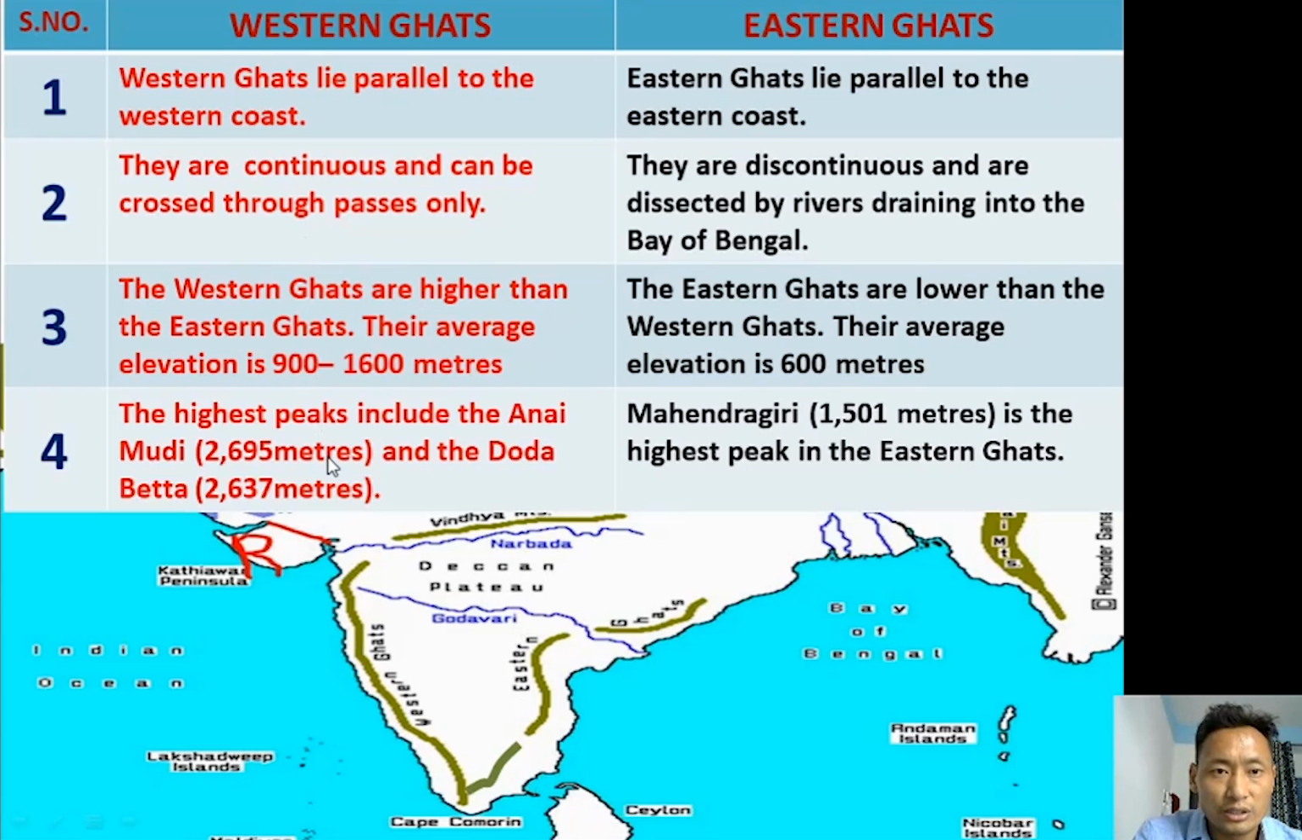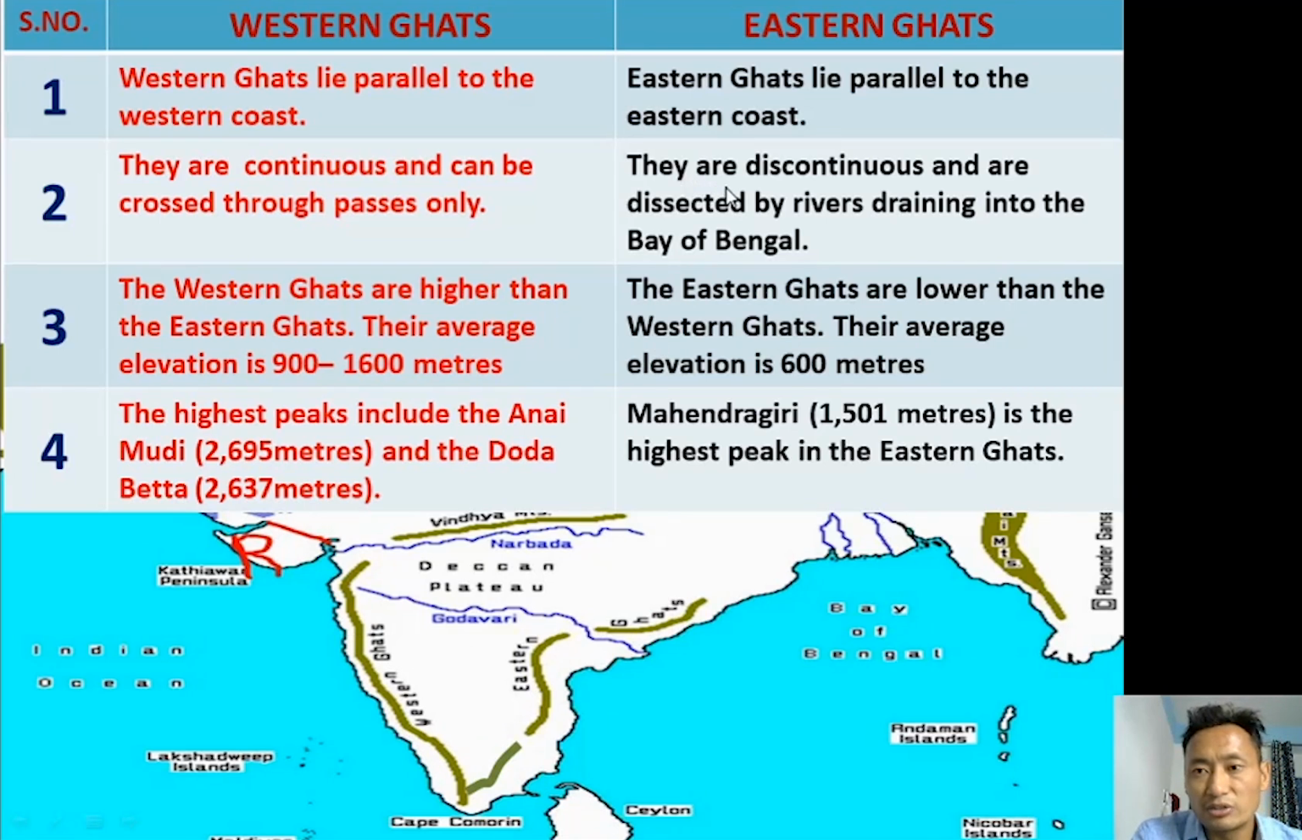Western Ghats are more continuous. This hill range is more continuous as compared to Eastern Ghats, and we can go from one point of Western Ghat to another point of Western Ghat through passes only. Passes means navigable routes.